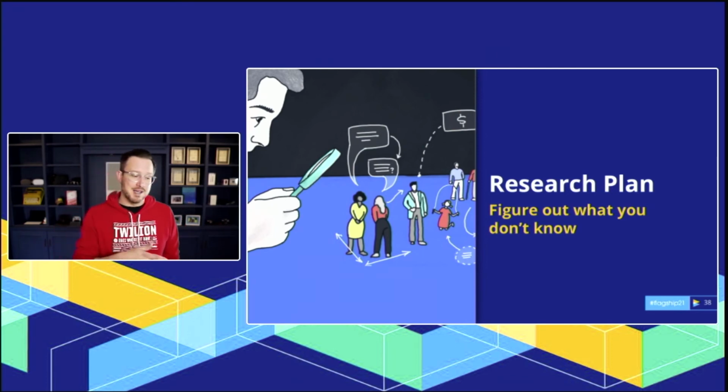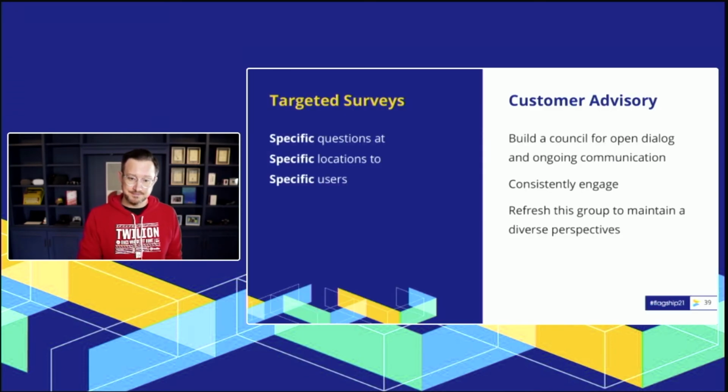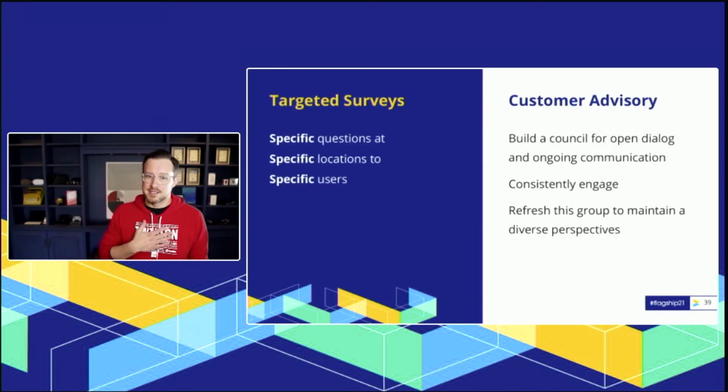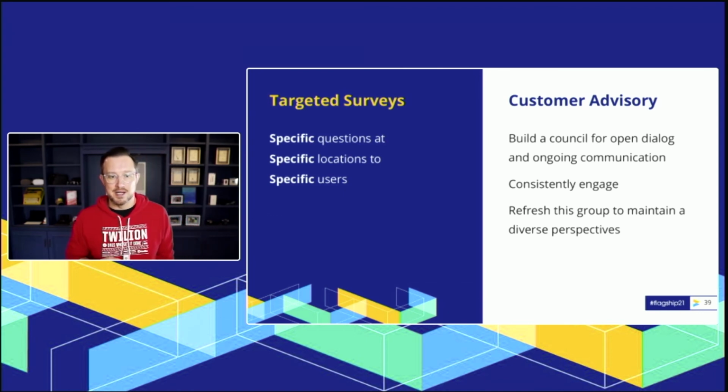Again, going back to our core principle of write it down. What are the goals that you want to start to see out of this research plan? What are the phases? What are you going to be researching at each phase? And for us, we've put this into 2 categories.